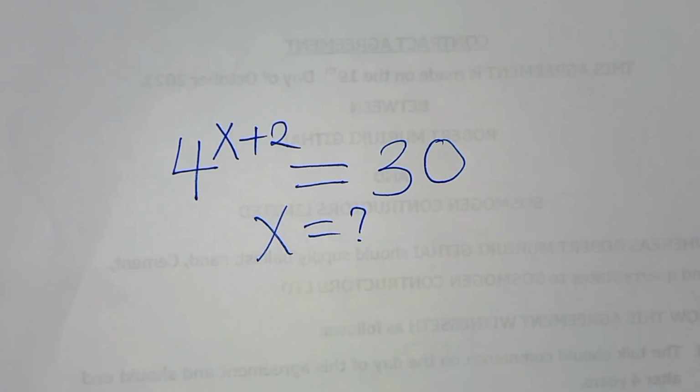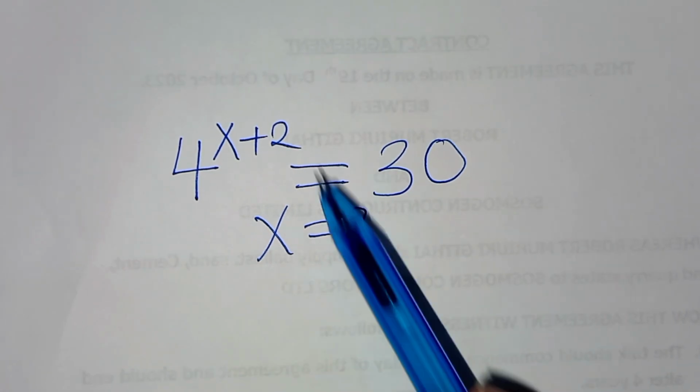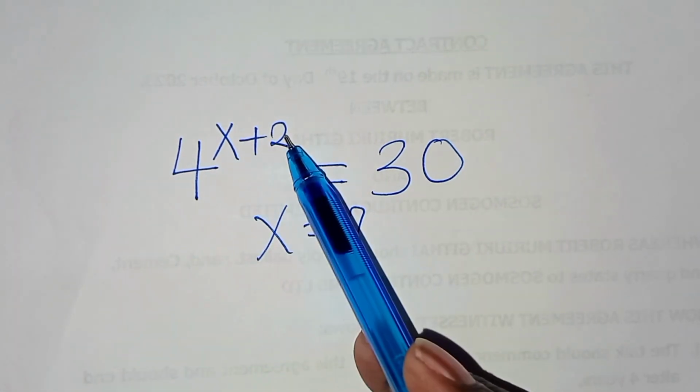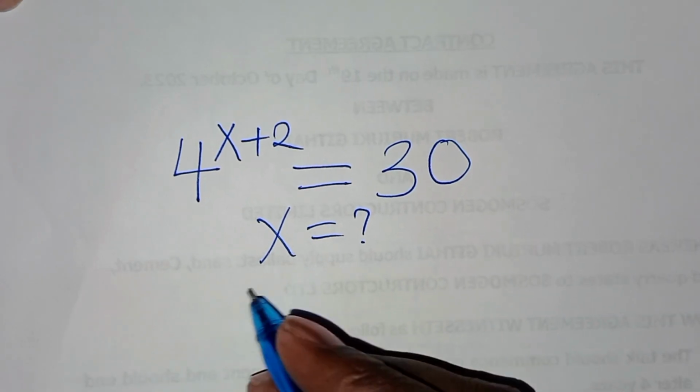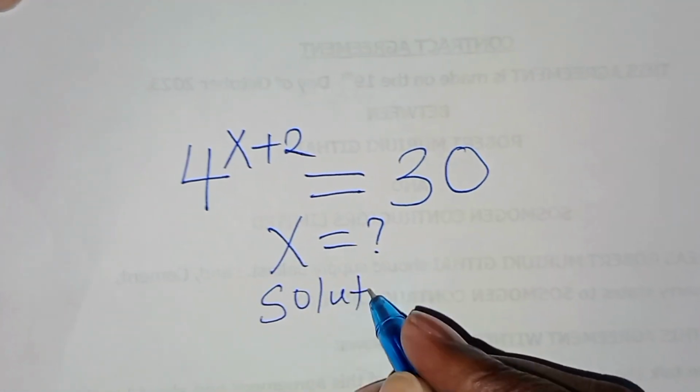You're welcome to provide a solution given this nice exponential equation, which is 4 to power x plus 2 is equal to 30. So what is the value of x? Now, solution from here.